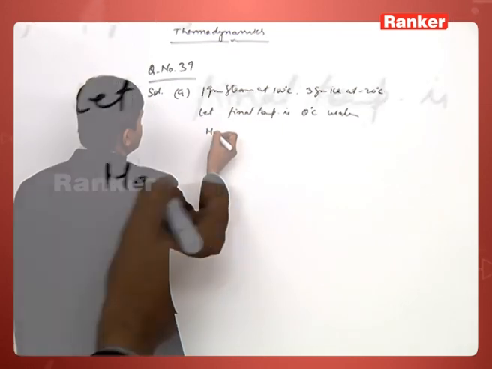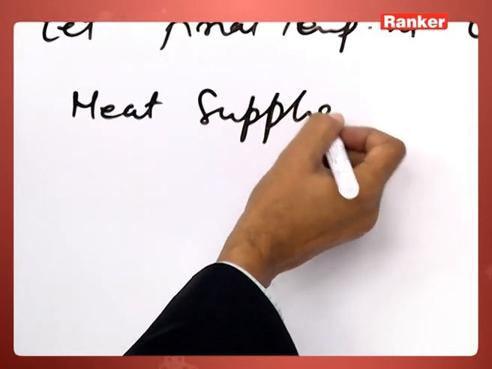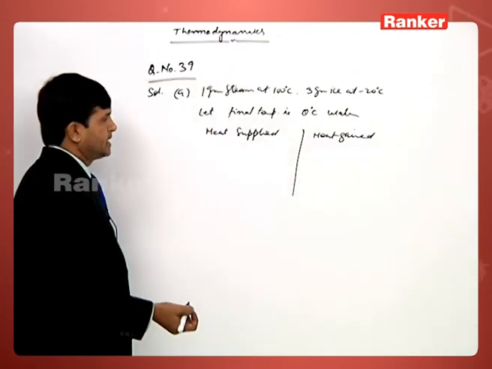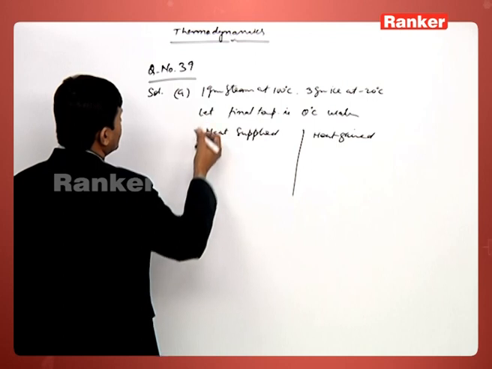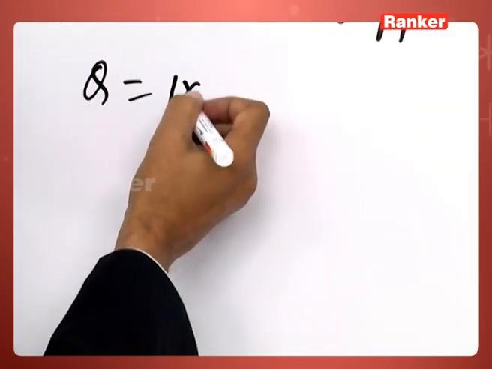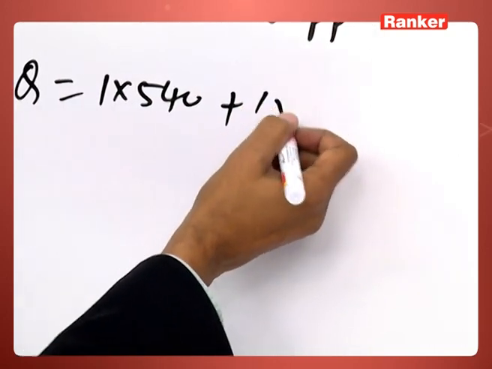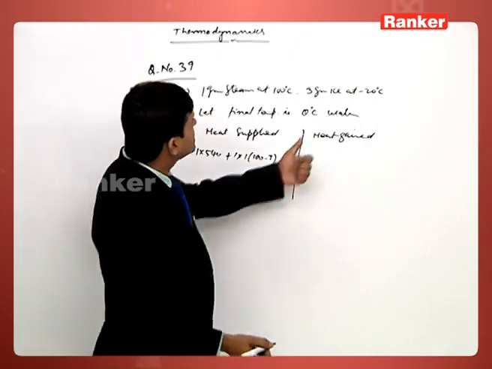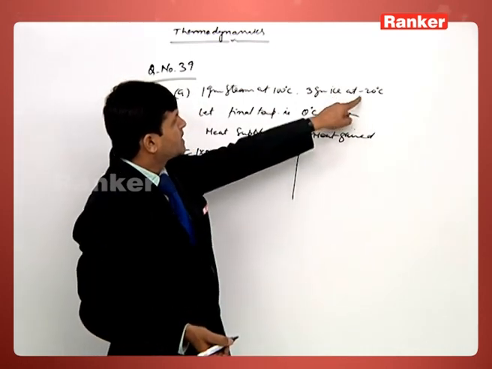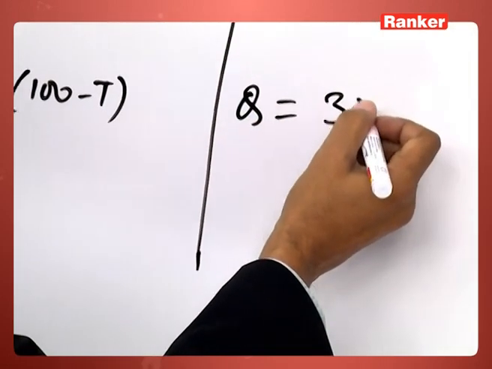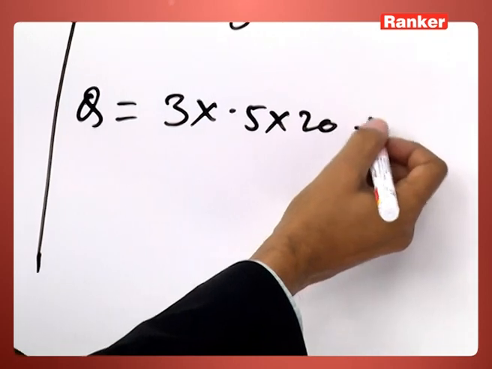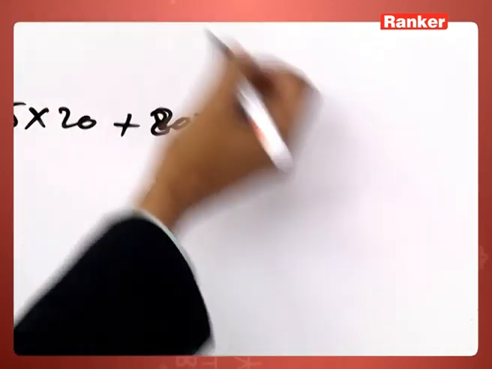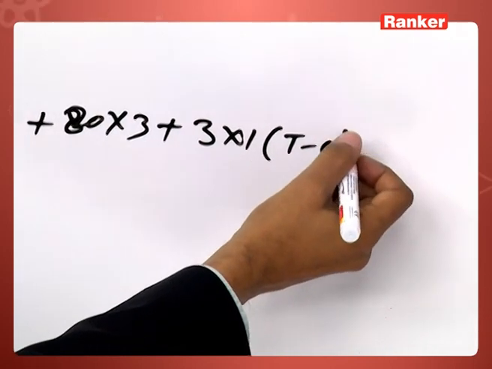So heat supplied equals heat gained. Heat supplied is by the steam: m L, where m is 1 and L is 540, plus 1 into S, which is 1, into delta T, here 100 minus T. Now heat gain. First the ice warms from minus 20 to 0: m S delta T is 3 into 0.5 into 20, plus ice melts, m L, 80 into 3, and now convert it into water: 3 gram water, into 1, then T minus 0.